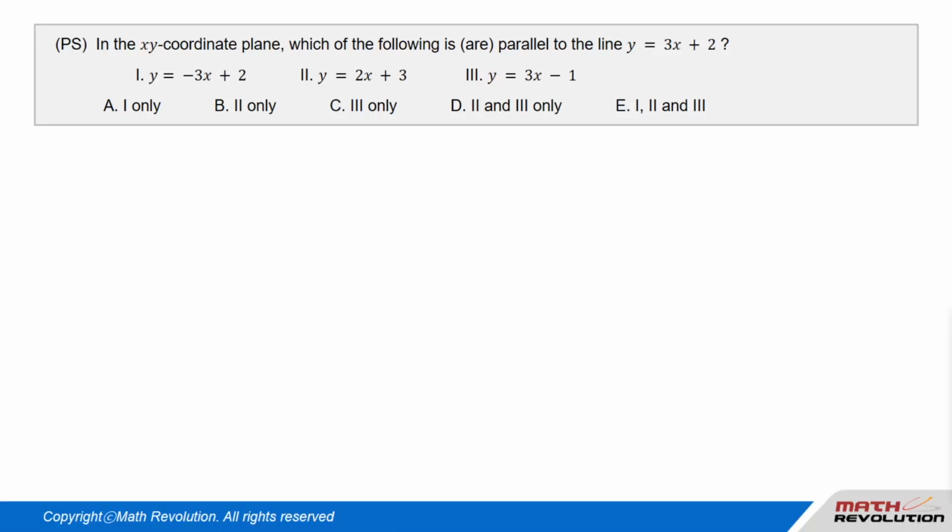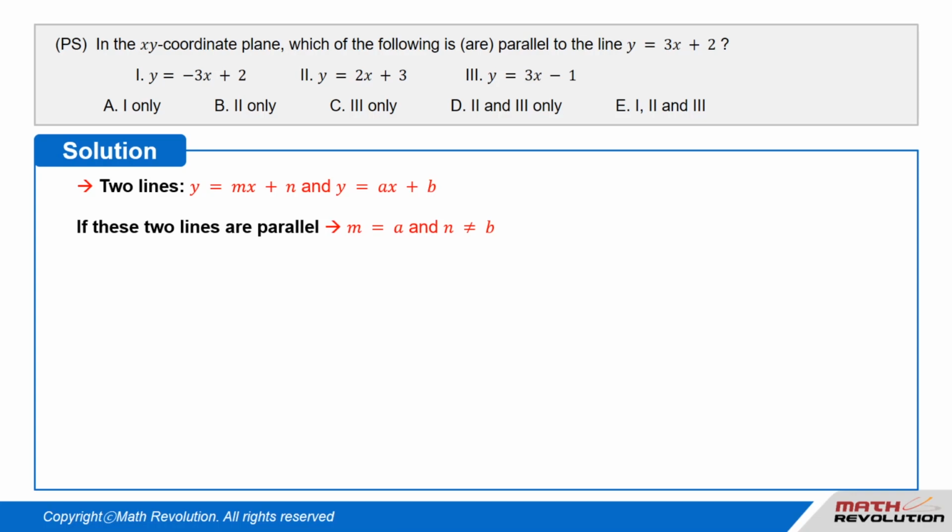Question. In the XY coordinate plane, which of the following is, or are, parallel to the line y equals 3x + 2? Option 1: y equals negative 3x + 2. Option 2: y equals 2x + 3. Option 3: y equals 3x minus 1.